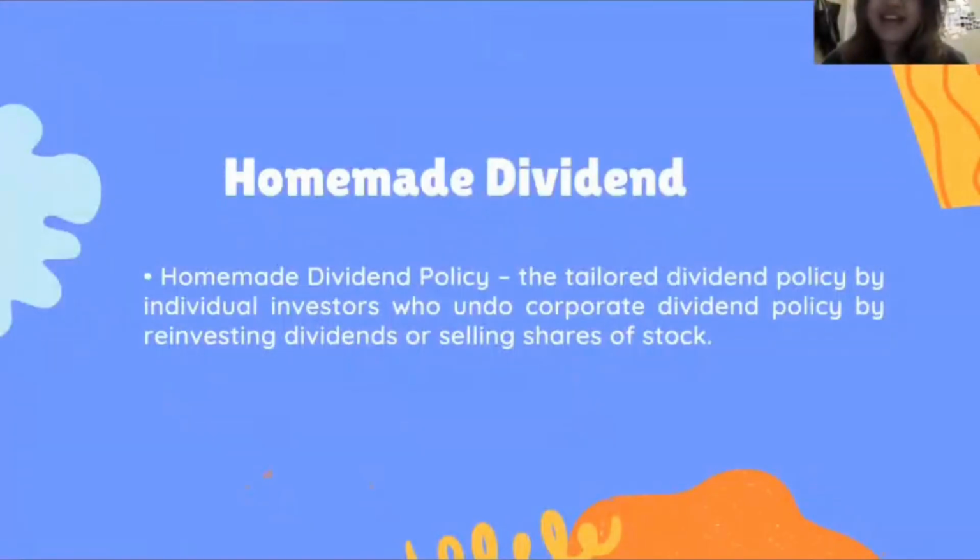Hello, it's me again, and I'm going to explain homemade dividends. Homemade dividend policy is the tailored dividend policy by individual investors who undo corporate dividend policy by reinvesting dividends or selling shares of stock. Homemade dividends refer to a form of investment income that investors generate from the sale of a percentage of their equity portfolio. The investor fulfills his or her cash flow objectives by selling a portion of shares in their portfolio instead of waiting for the traditional dividends.